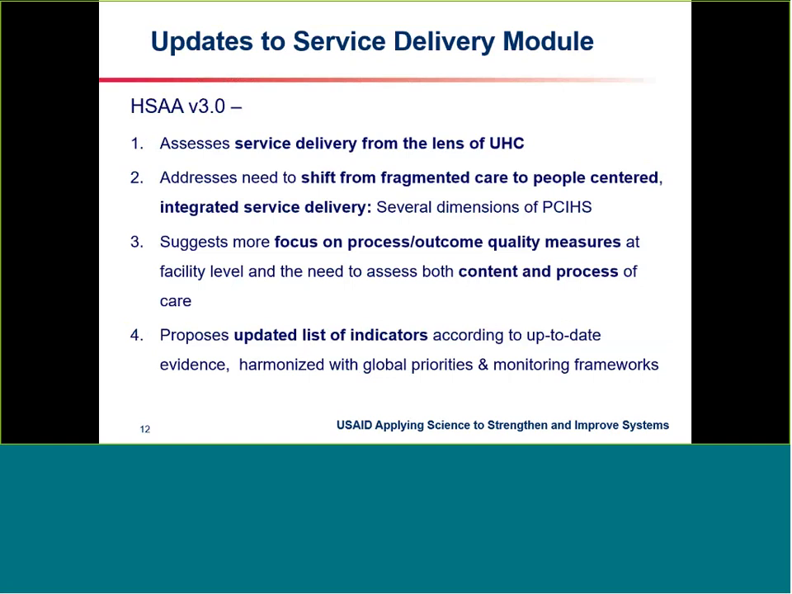To address this new reality, the updates in the service delivery model incorporate several dimensions of people-centered integrated health services. For example, it reflects the range of prevention and treatment services covered, including care delivered at community level and continuity at each level and between different levels of care.